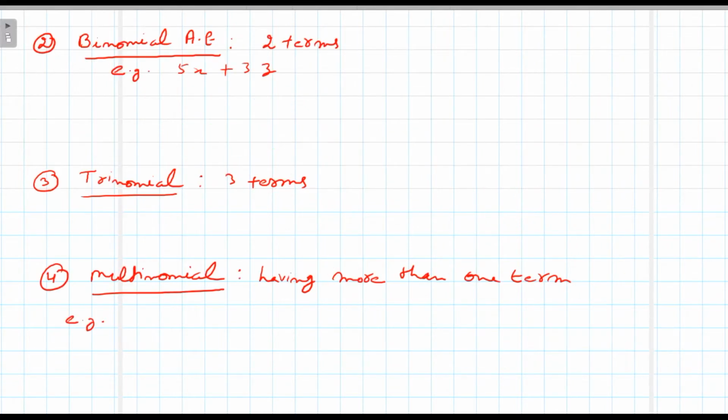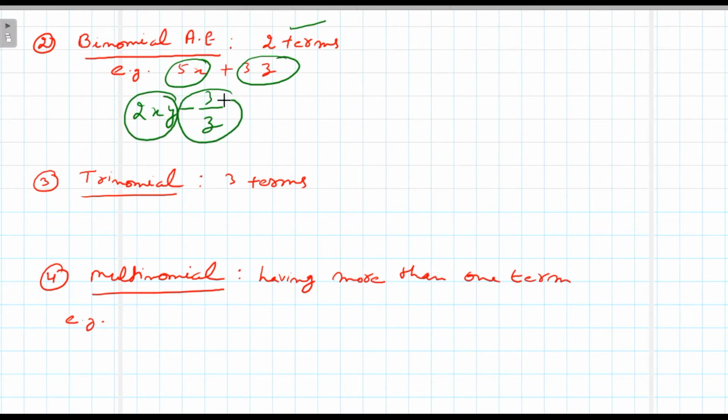Now we will move on to binomial. Binomial, in which there are 2 terms, right? 2 terms like 5x plus 3z. So how many terms are there? One is here, second is here, right? If I take another example of it, 2xy minus 3 upon z. So how many terms are there? 2 terms. These 2 terms are 2xy and minus 3 upon z, right? So these are binomial expressions.